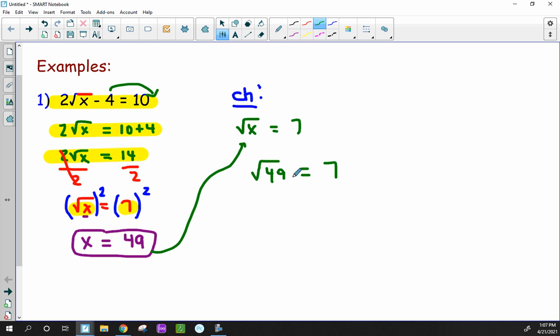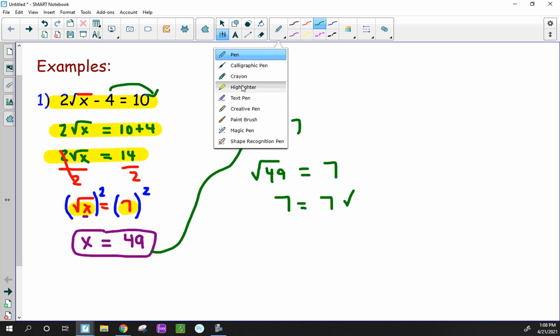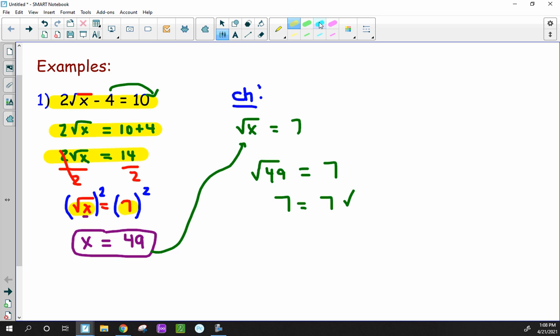And so I'm looking at the principal square root. The positive square root of 49 equals 7, and the answer to that is 7. So since 7 is equal to itself, obviously, then this is the right answer. So remember, the check has to be shown. So 49 is my solution to this problem.